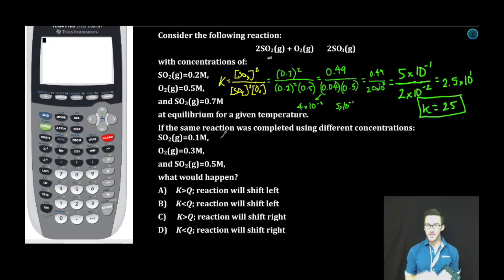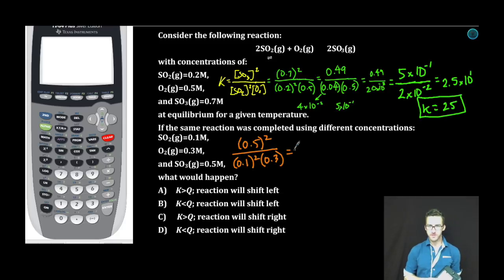Okay. Now, that same reaction completed using different concentrations. We don't have equilibrium concentrations, or we don't know. We're just given these different concentrations. Q is going to be defined the exact same way as K: concentration of your products over the concentration of your reactants. So let's just plug those numbers in.